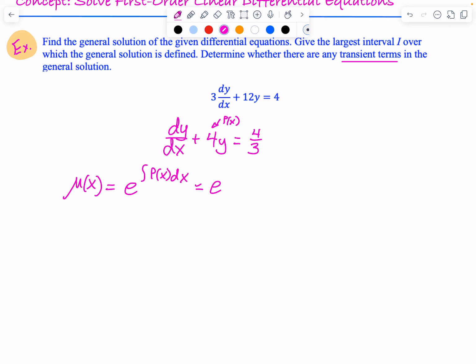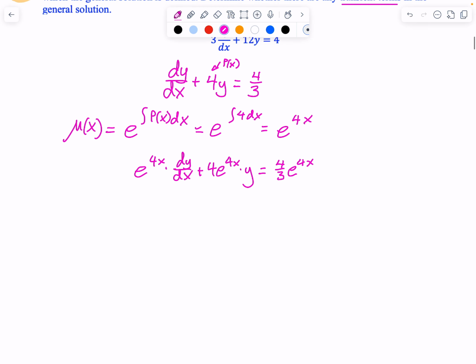So this is going to be e to the integral of 4 dx, which is just going to be e to the 4x. That's going to happen quite a bit. E is a very powerful function. I could go on a rant, I won't. Okay, so now I'm going to multiply everything by this mu. So e to the 4x times dy/dx plus 4e to the 4x times y equals 4/3 times e to the 4x. All right, the whole purpose of that is now using mu, we actually created a product rule. So we get this.